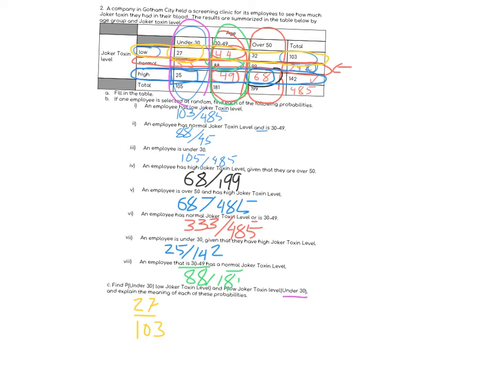So now I'm going to look at this column. This is going to be out of 105. And we're looking at 27 out of that. So 27 out of 105.